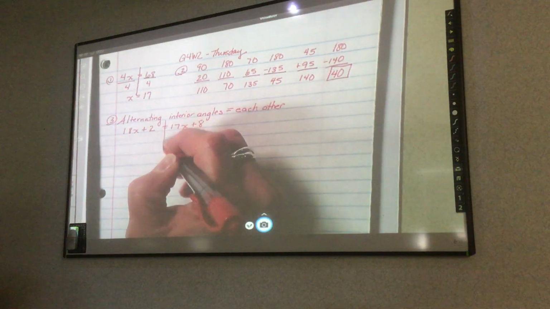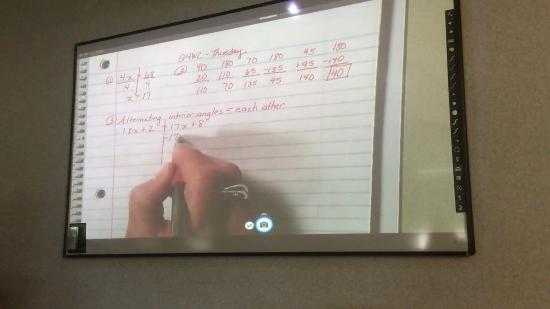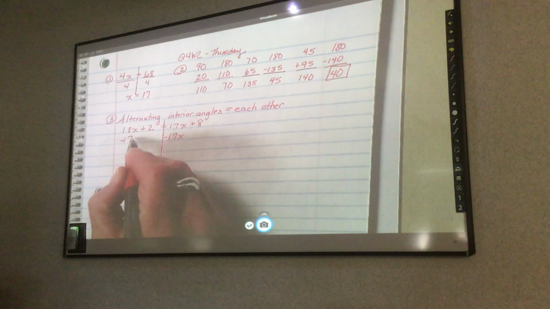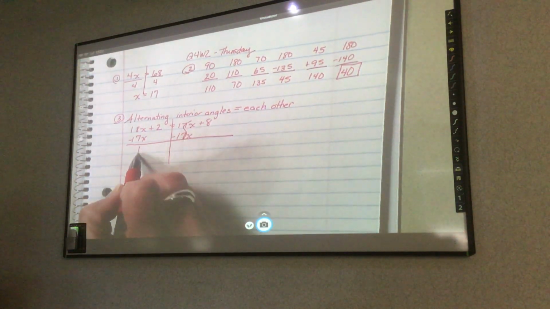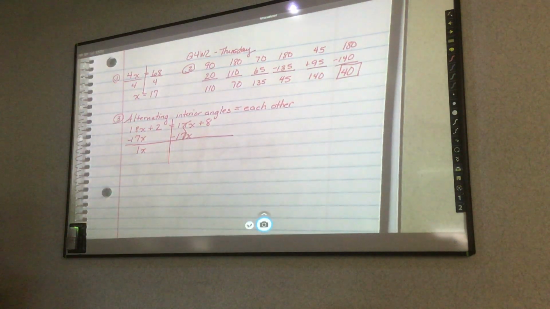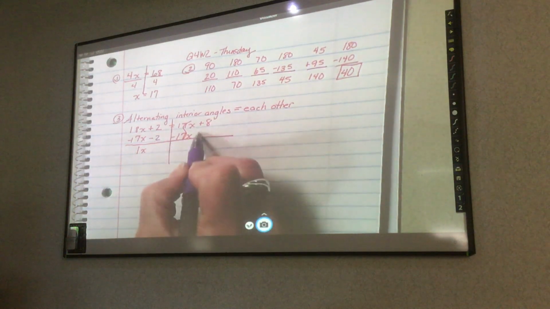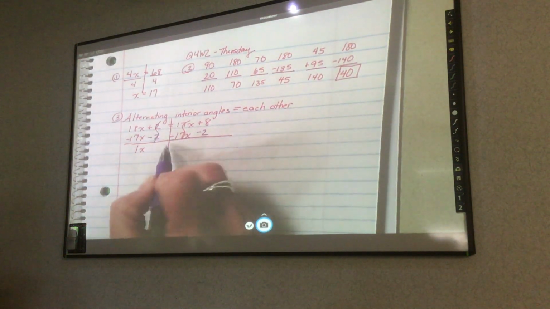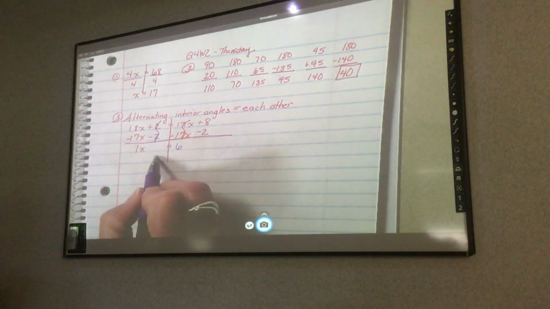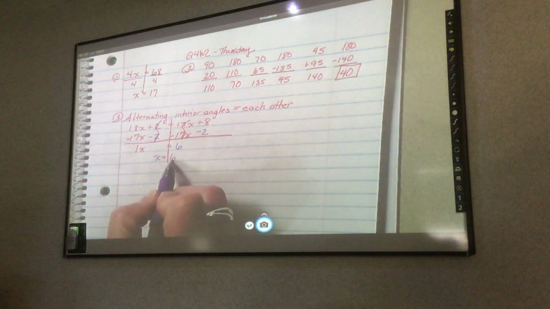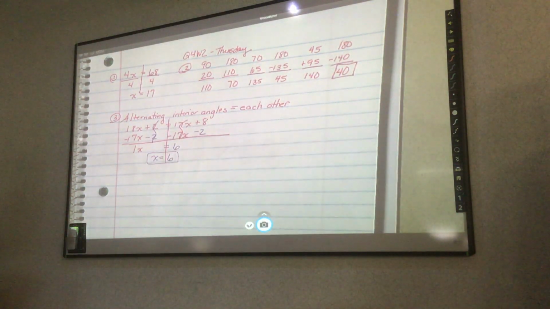What am I going to move? What do I want to move? 17. Yeah, because I don't like what? Negatives. Yeah, I just don't. I like to avoid them if I can. So these cancel each other out, so this is left with 1x. On the same line, I'm going to move that 2 by subtracting 2 from both sides. So these cancel out, equals, and 8 minus 2 is 6. So then just rewrite it as x equals 6. How many of you got number 3 correct? Excellent.